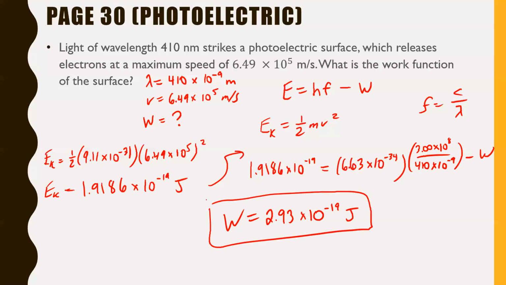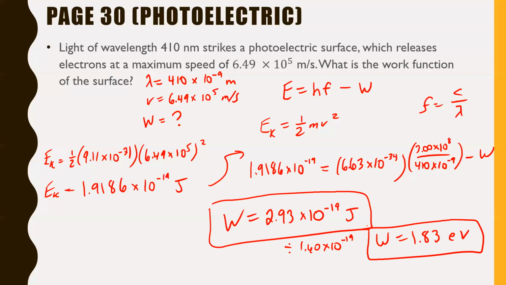Now, if you instead used electron volts, which is totally fine because your work function could be in electron volts, we can find that as well. You could just divide this by 1.60 times 10 to the negative 19 to turn it into electron volts. And the answer in electron volts, I have it right here, is about 1.83 electron volts. So if you did it that way, that's fine as well.